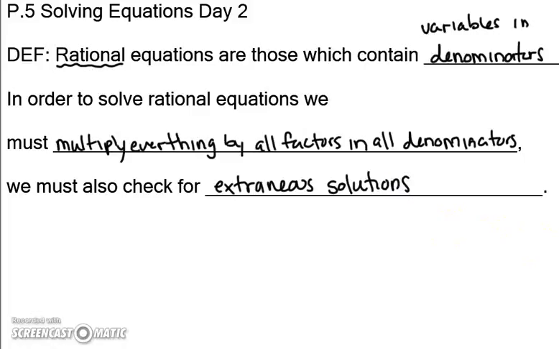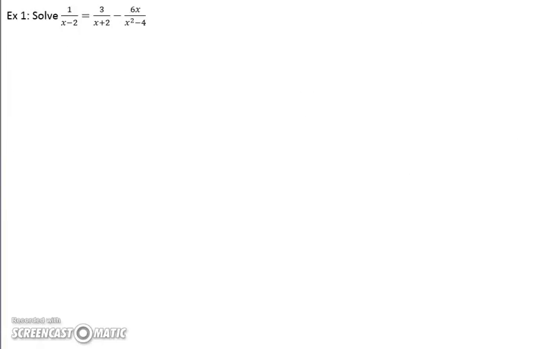And those are the solutions that we get sometimes, even if we do the work correctly, that don't actually work in our original problem. So let's go ahead and take a look at an example of a rational equation. So we need to solve 1 over x minus 2 equals 3 over x plus 2 minus 6x over x squared minus 4.